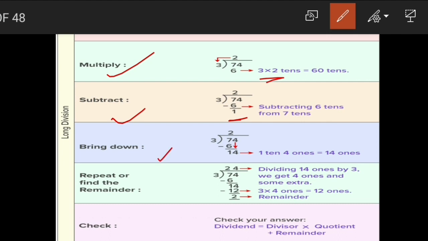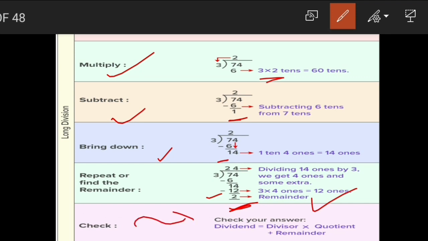The fourth step we read was bring down. Bring down means whatever answer you got after subtracting 6 from 7, the next number to the 7 you have to bring it down, that is 4 will come down. Next was repeat or find the remainder. So after we brought down 4, 3 fours will be 12 and after subtracting we will get 2, that is the remainder. So these are the 5 steps which we follow while dividing a number.